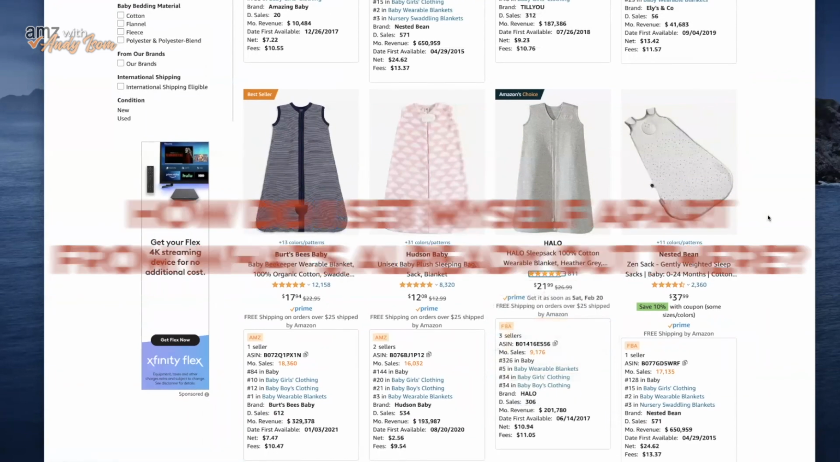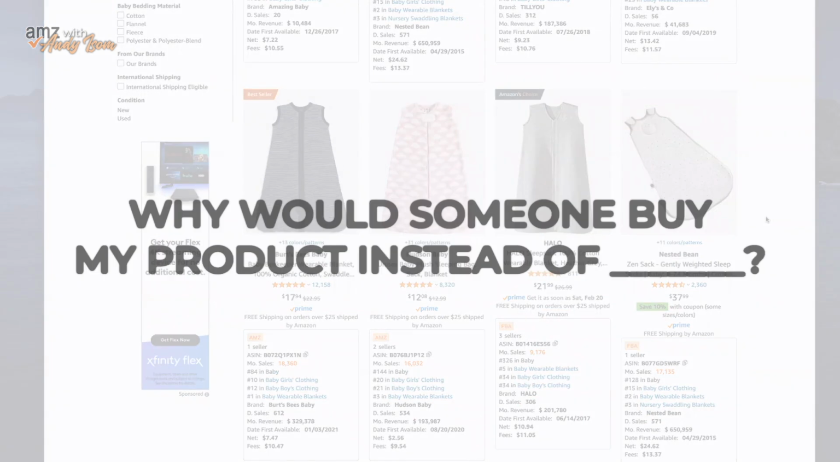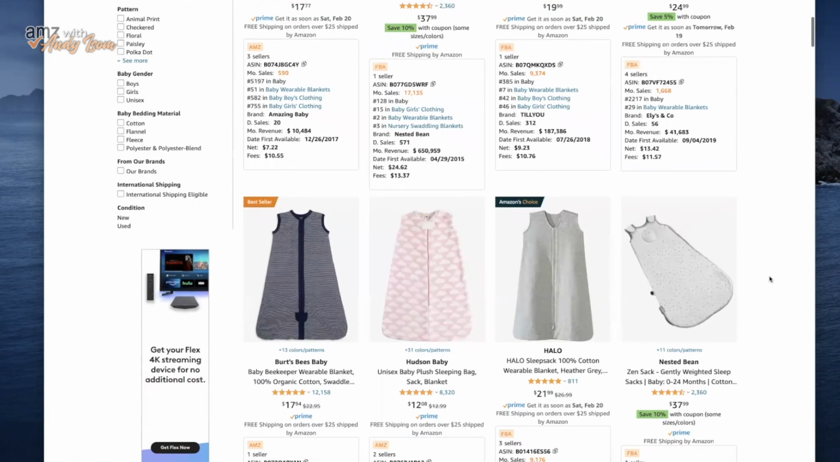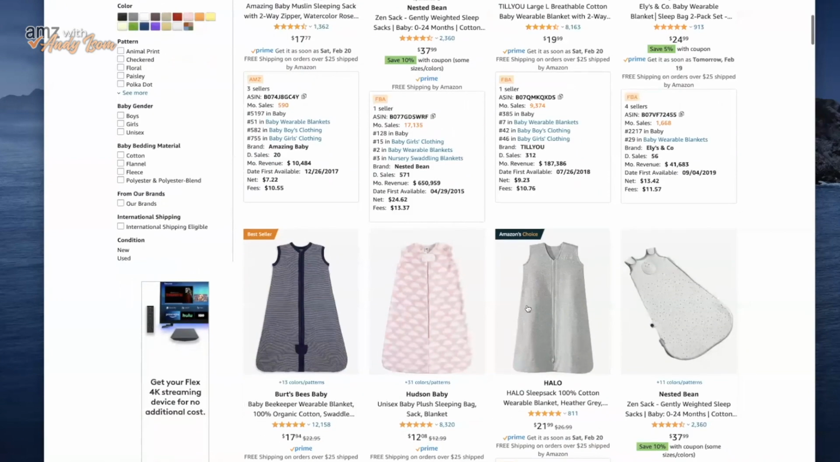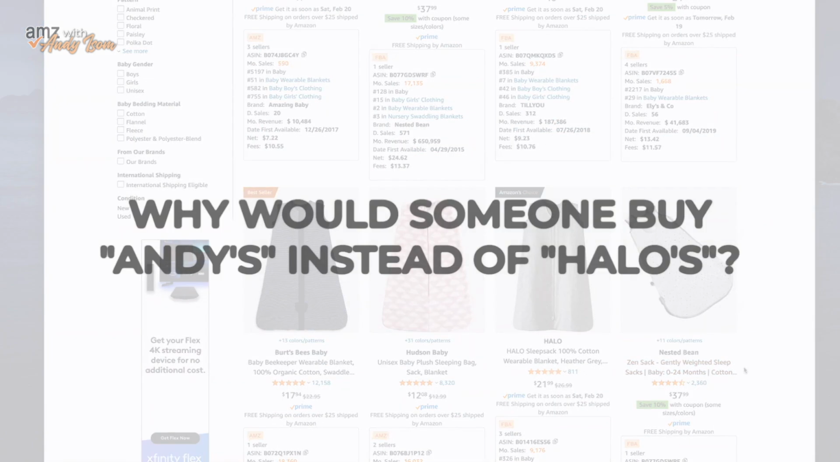So you just need to think about, how can I set myself apart from what's already out there? The big question that I always ask myself, or I would encourage you to ask yourself, is why would someone buy my product instead of blank? And that would be your competition. So if I was going to start a brand selling baby stuff and my first product was a sleep sack, I would write down the question and ask myself, why would someone buy Andy's sleep sack instead of Halo?